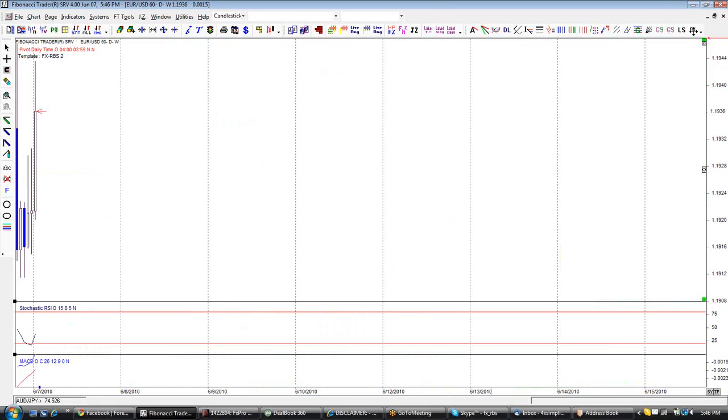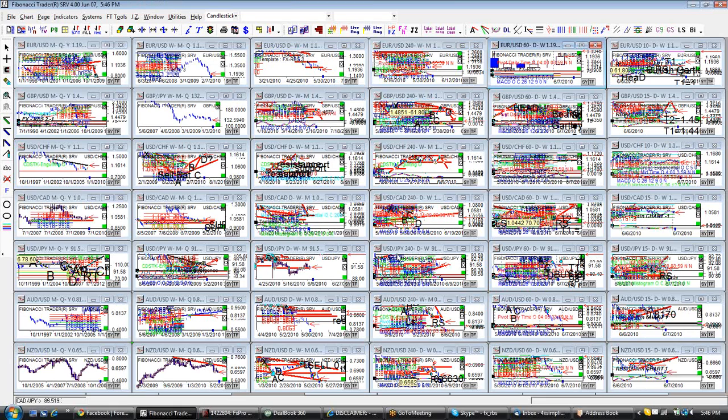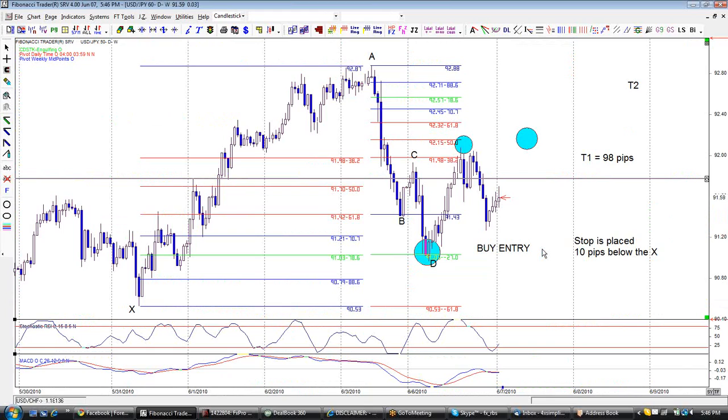Butterflies, crab, head and shoulders, all those are reversal patterns and are supposed to be traded at a level where we believe that price will be reversing.